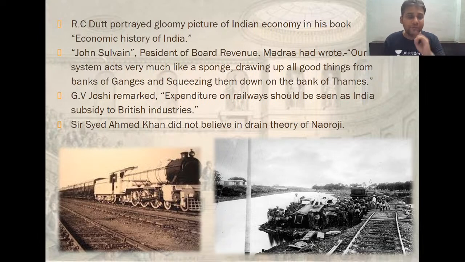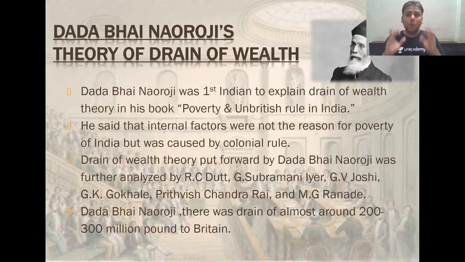John Sullivan, the president of the Board of Revenue, had written, "Our system acts very much like a sponge, drawing up all the good things from the banks of Ganges and squeezing them down on the banks of Thames." Please read the statement that is flashing on the screen. Now I'll explain this statement so that you can easily understand what is drain of wealth. The first person to highlight this theory was Dadabhai Naoroji. Listen very carefully.